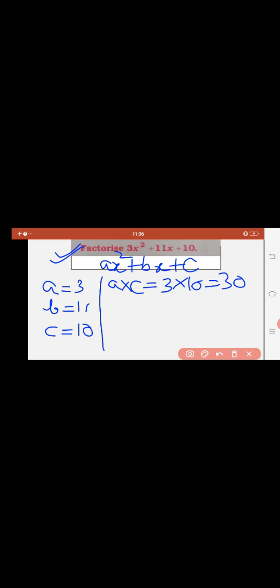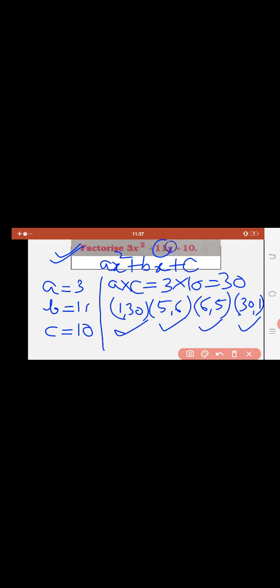Now we have to prime factorize it and get its factors. So what are its factors? First 1 and 30, then 5 and 6, then 6 and 5, and then 30 and 1. Okay, these are its factors. Now we have to express these factors in form of b. Here b is 11. Now we have to express the factors in terms of 11, like we have to either add the two factors or subtract the two factors, but in such a way that we get the answer as 11.